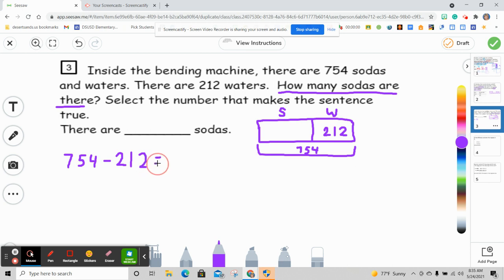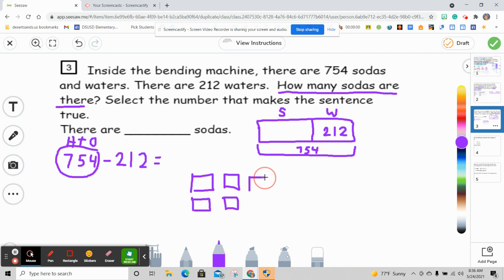So now I can draw my picture. I have 754. This is the number I'm going to do. HTO. So 700, 100, 200, 300, 400, 500, 600, and I'll put the other one over here, 700.